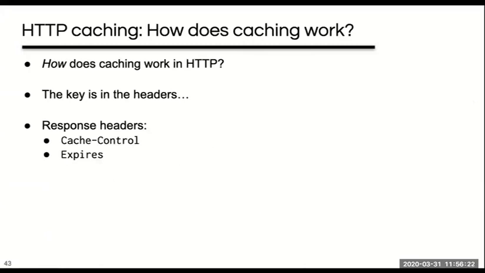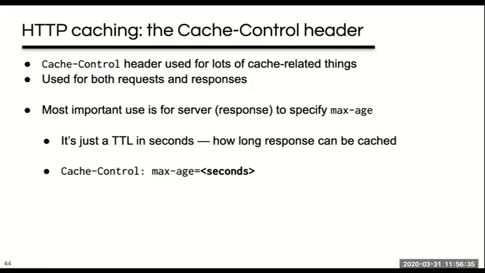All right, so how does caching work in HTTP? The key is all in those headers that we saw in the request and the response. Starting with the 2 response headers, cache control and expires. The cache control header is actually used for a lot of cache-related things. There are a bunch of variants of it for both requests and responses. We'll talk about a couple.